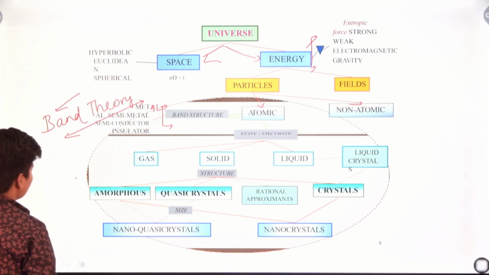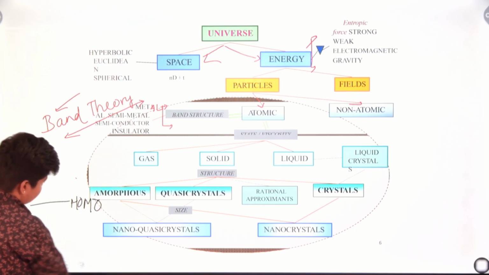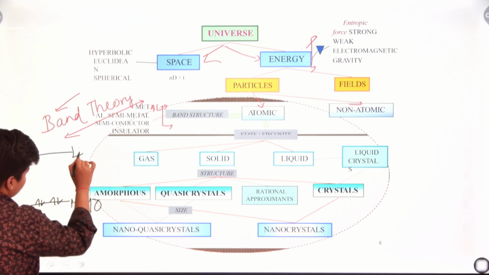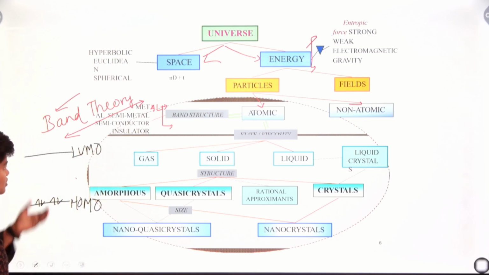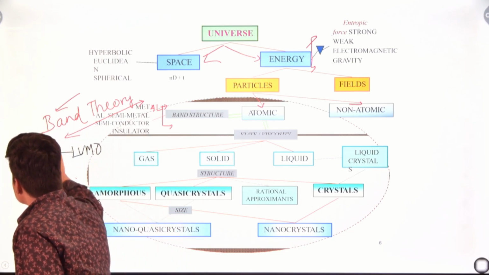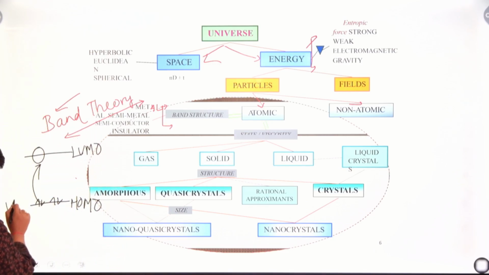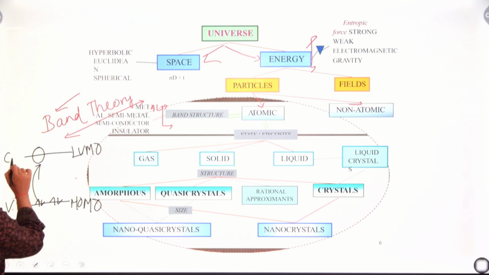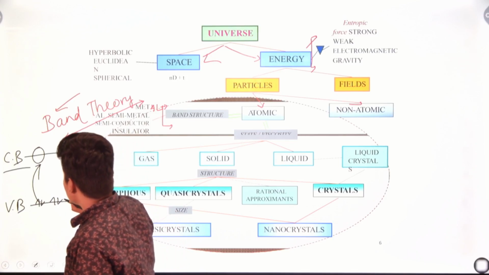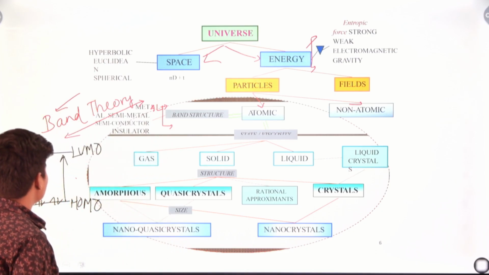So, according to band theory, the electrons stay in HOMO, the highest occupied molecular orbital. The electrons in HOMO can go up to LUMO, the lowest unoccupied molecular orbital, meaning this molecular orbital is vacant so the electron can transfer to it. According to band theory, HOMO can be called the valence band and LUMO the conduction band. So the electron goes from the valence band to the conduction band.